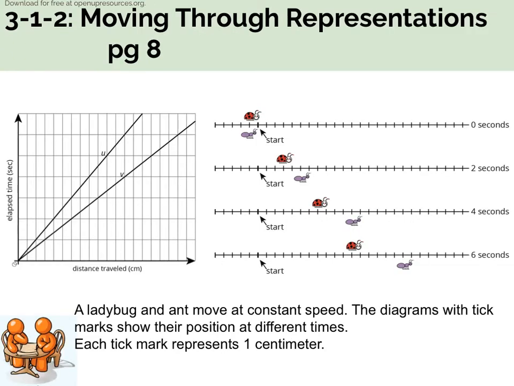So let's look at page 8. On page 8, we have both of the graphs, and then we also have this bug chart. It says a ladybug and ant move at a constant speed. The diagrams with tick marks show their positions at different times. Each tick mark represents 1 centimeter. So we need to remember that we have the 1 centimeter going on, okay?